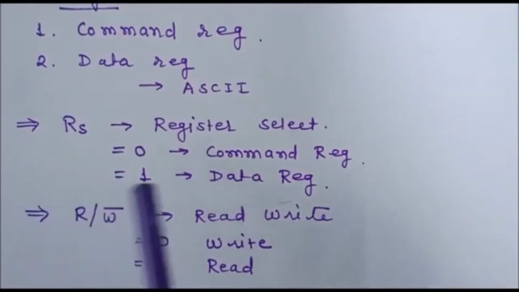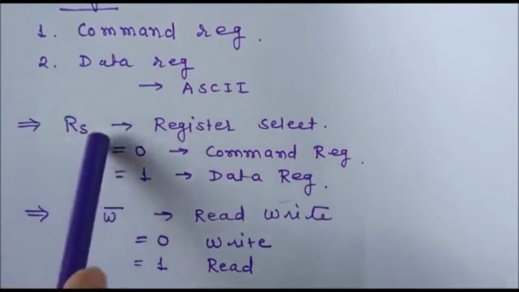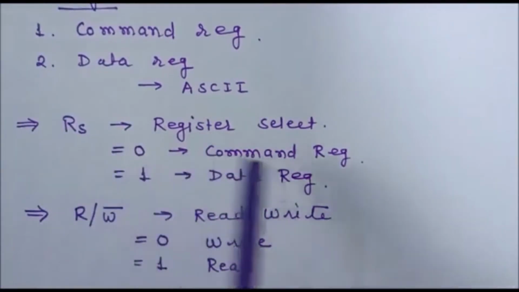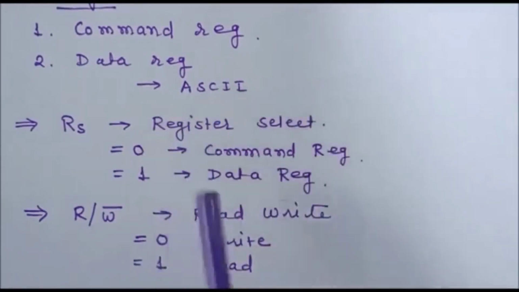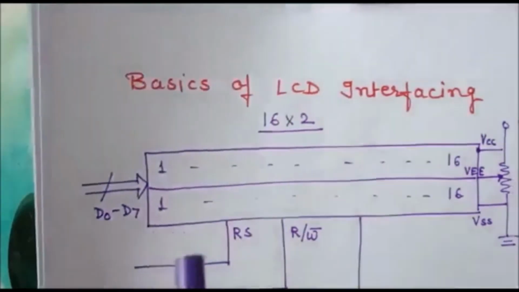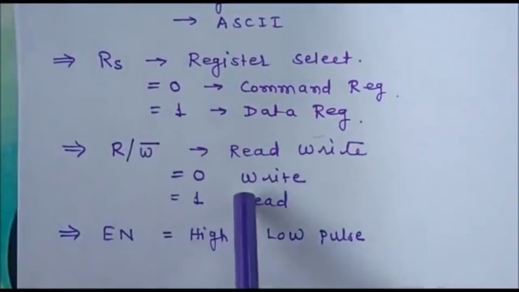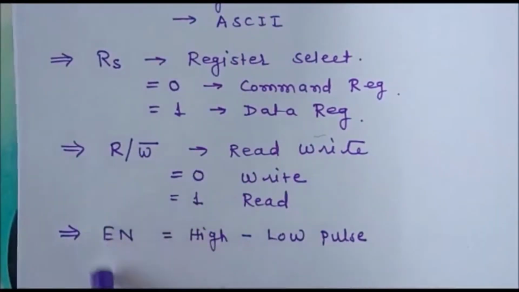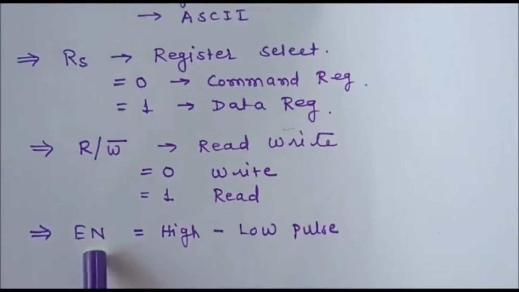To write a program for LCD interfacing, first we have to select command register or data register, and we will select it using signal RS. If it is 0, command register is selected and if 1, data register is selected. After selecting this register, we have to place data or command on data bus, that is D0 to D7. After placing this, we can select operation, write operation or read operation. And after that, we have to latch this data or command by sending a high to low pulse on enable terminal.